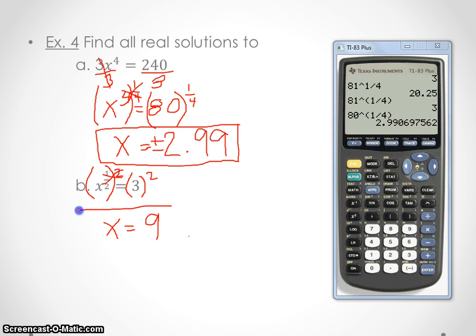And you might be thinking, oh, we need plus or minus 9. We just squared 3. We didn't square root 3, so you have to be careful with that here. So when you square it, it's just 3 squared, which gives you 9. That's it.